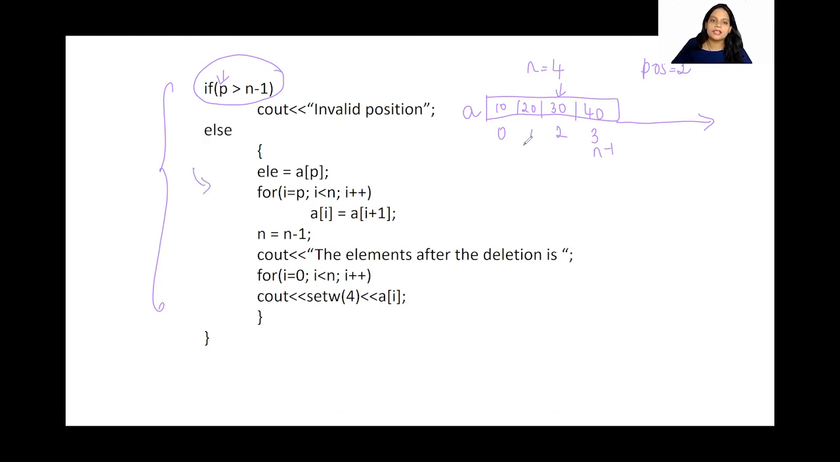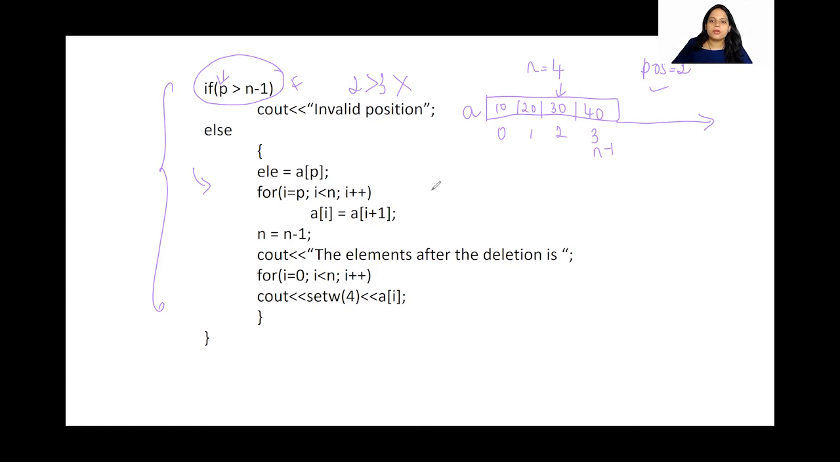Okay, so in our case this is false. Why? Because p value is nothing but 2, which we have taken over here. Is it greater than n minus 1, which is 3? No, it is false. Hence, we are going to come to the else part, right?